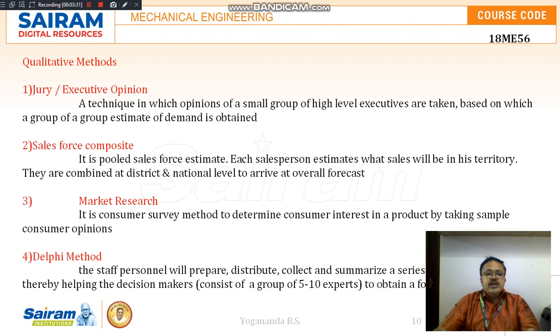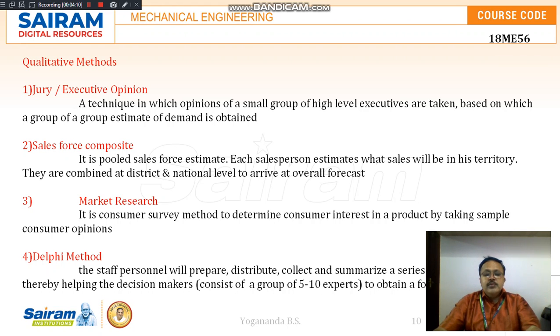The second one is the sales force composite, which is a pooled sales force estimate. I have my sales team located in every territory, maybe at a district level or a taluk level. Each sales team will estimate what sales are going to happen in their territory. These are combined at the district or national level so that an overall estimation of the demand is arrived at.